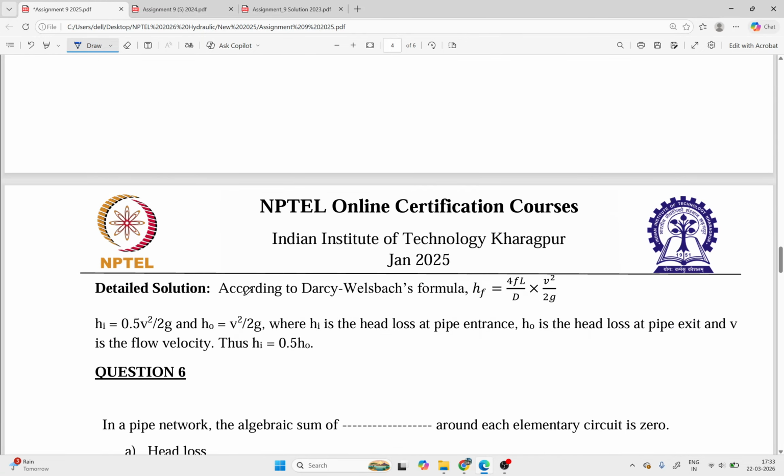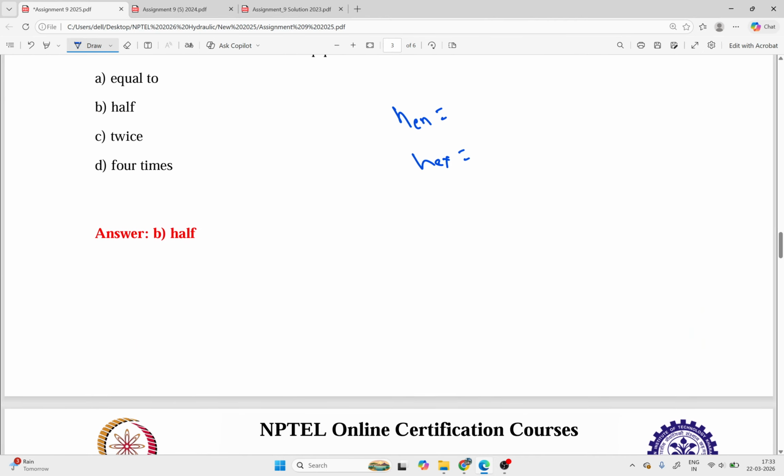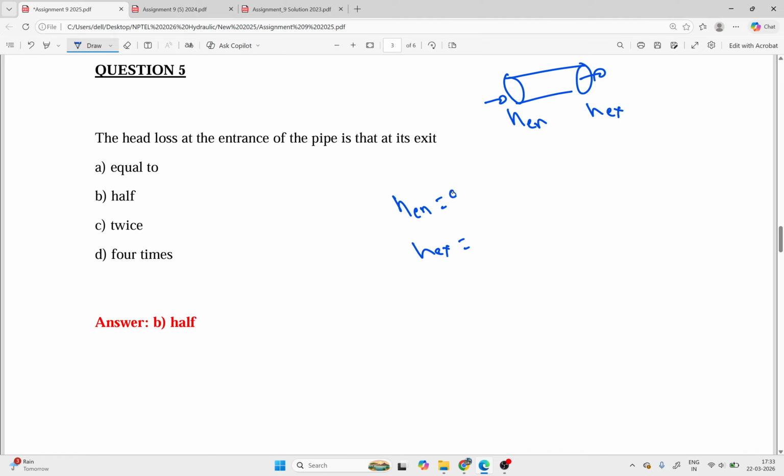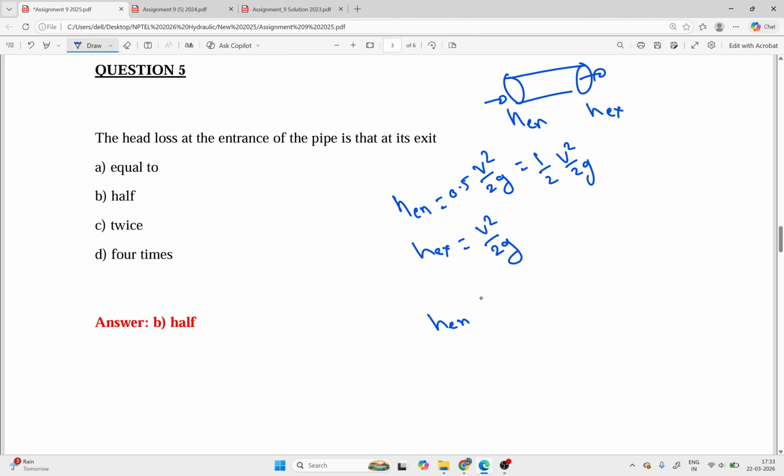Here you can see very clearly, your HI and HO, where HI is your entrance and HO is your exit. So that is 0.5 times V square by 2g, or you can write half V square by 2g, and this is your V square by 2g. Here you can say very clearly that your head loss at entrance will be less than head loss at exit.